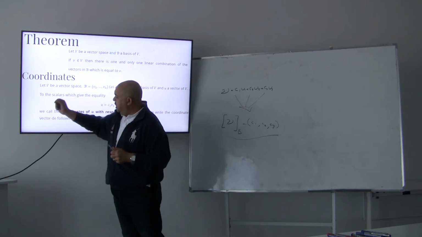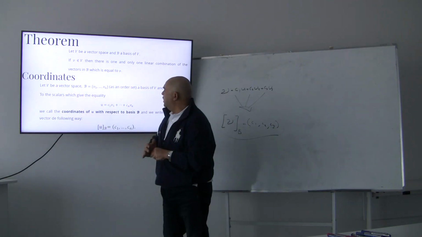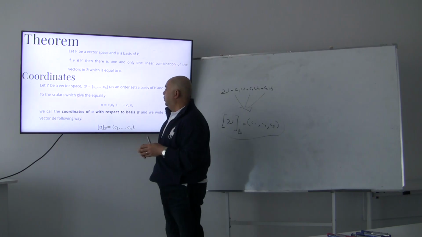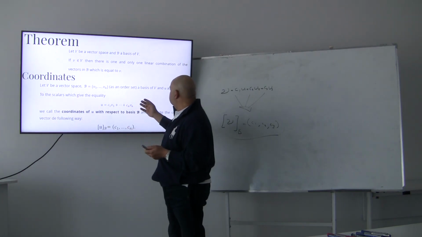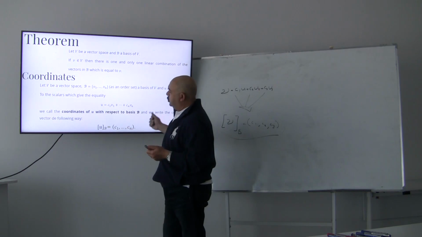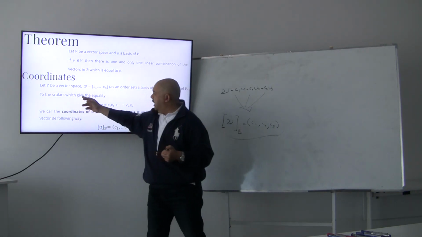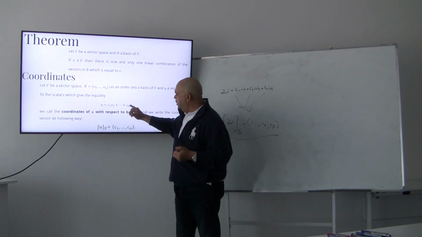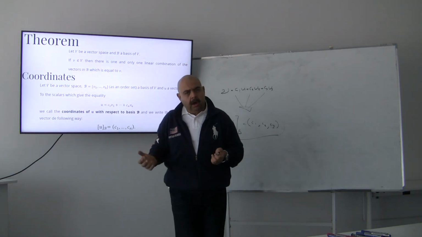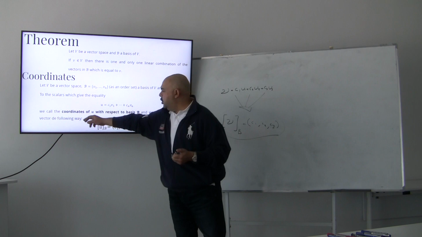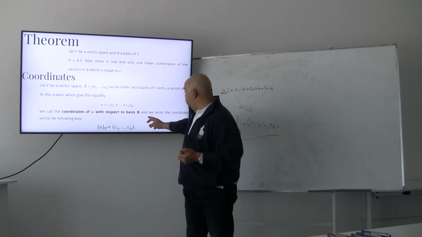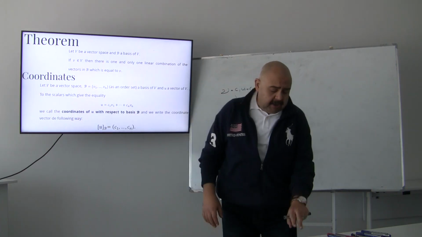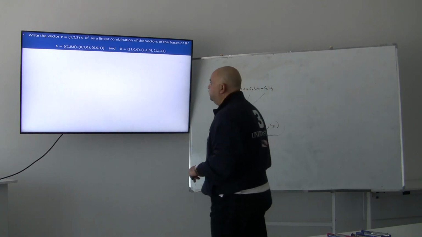So it's written here: let V be a vector space, and beta, the set of vectors, as an ordered set, a basis of V, and u a vector of V, with scalars which give the equality u equals c1 v1 up to cn vn, if we are talking about an Rn dimensional space. We call these the coordinates of u with respect to basis beta, and we write them as you can see. It's really very simple, and we also did go through it.